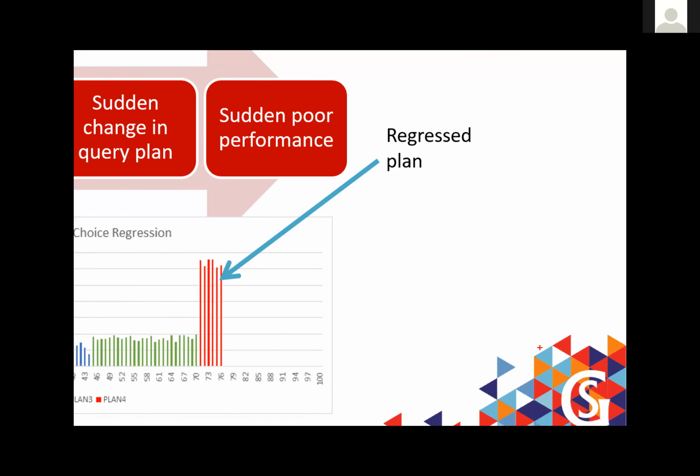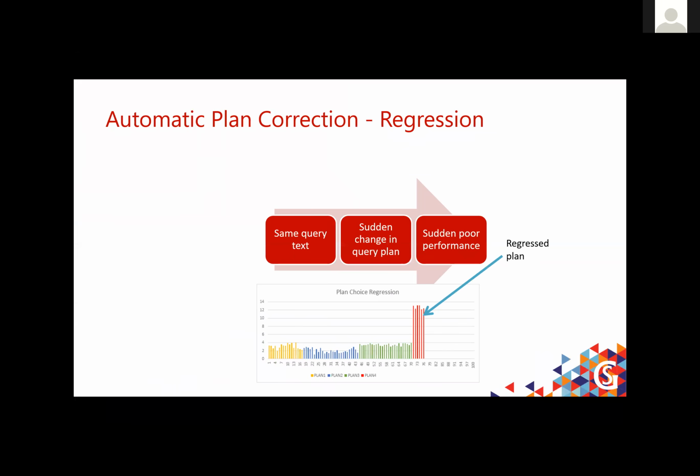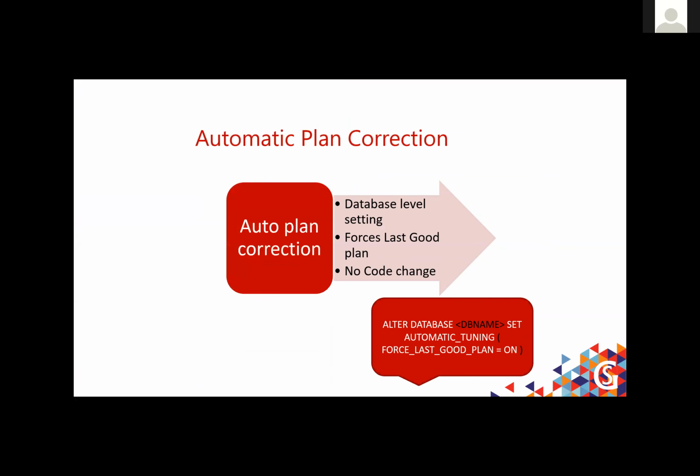So, query regression. How SQL Server addresses this is that SQL 2017 can automatically detect regressed query plans and automatically force the last known good query plan. It is just a database level setting. There is no code change required. All you need to do is ALTER DATABASE, DB name, SET AUTOMATIC_TUNING = (FORCE_LAST_GOOD_PLAN = ON). Once you do that, regressed queries are automatically handled.